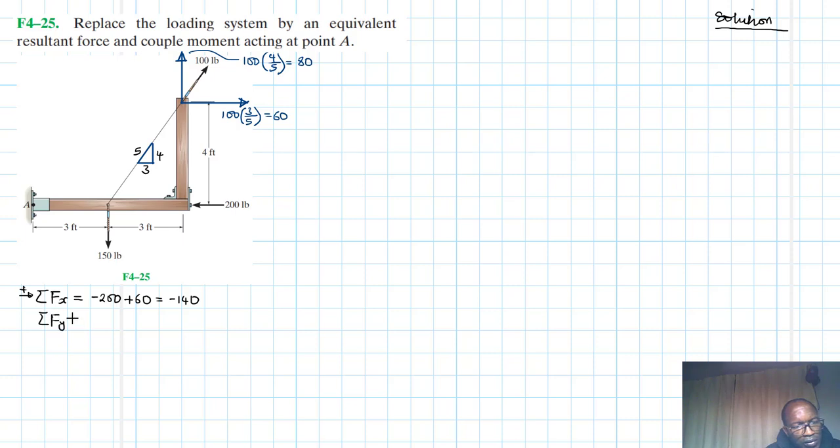Summation of forces in the y going up, we have minus 150 plus 80. And of course, this gives us a minus 70. The force resultant itself will be equal to, using Pythagoras, minus 140 squared plus minus 70 squared.